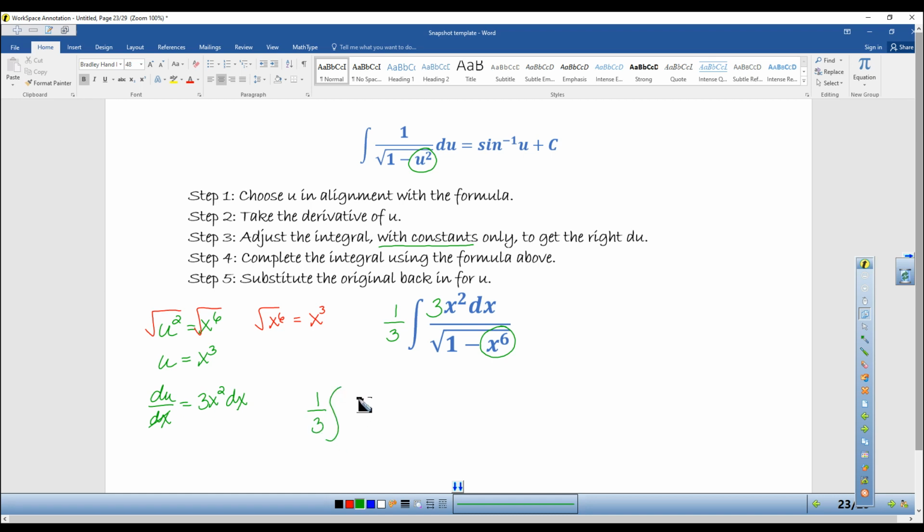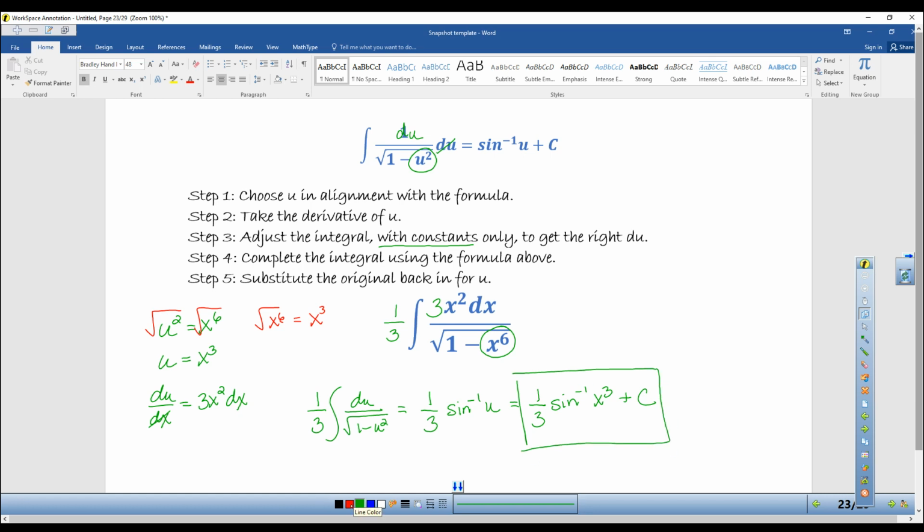So this is 1/3 du, all of this is du, over the square root of 1 minus u squared. Keep in mind that a du down here is the same as a du right there. Either way, same thing. So the formula says that this is equal to 1/3 inverse sine of u. Your last step is to just substitute the original back in for u, and I have 1/3 inverse sine of x cubed. Always add C to your answer.